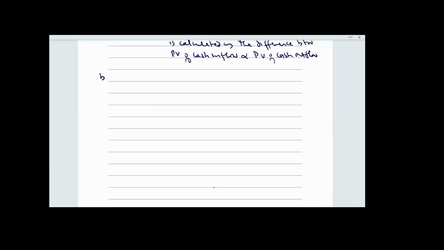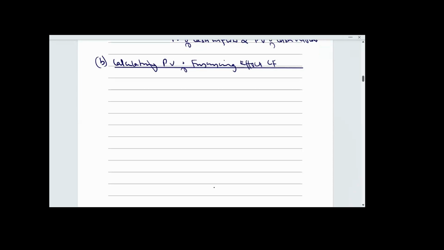Number B, calculating present value of financing effects cash flow. Now, when you want to calculate PV of financing effect cash flow, there are three procedures. In fact, I will make it 5 procedures, then I will explain it one by one. All right, so steps.